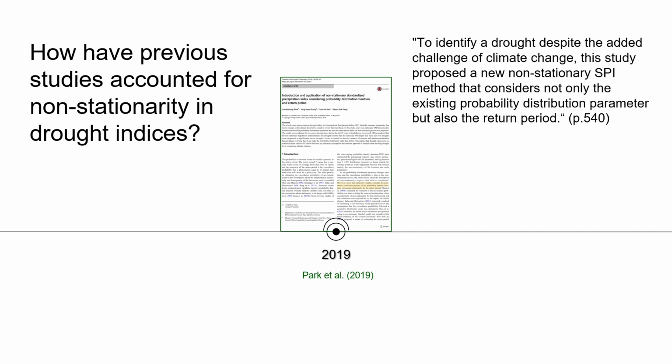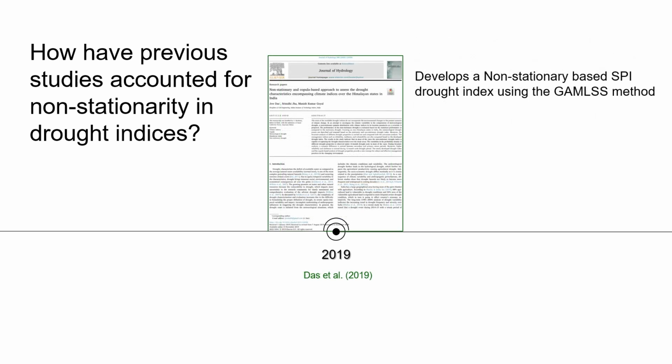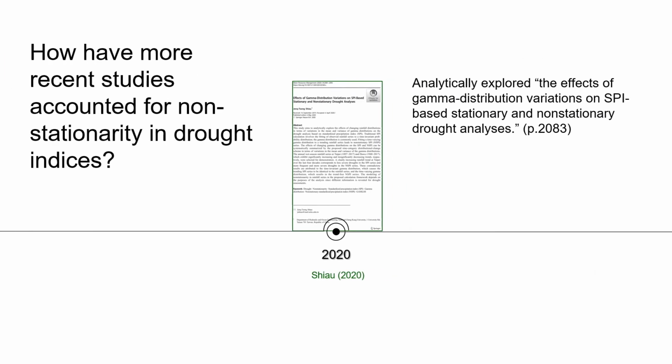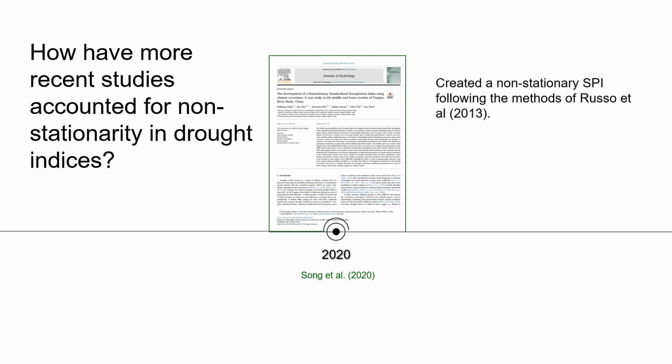Park et al. 2019 proposed another new SPI method that considers the existing probability distribution and the return period. Das et al. 2019 developed a new non-stationarity-based SPI drought index using the Gammels method. Xiao et al. 2020 compared stationary and non-stationary approaches to the SPI calculation. And Song et al. 2020 created a non-stationary SPI following the Russo et al. 2013 method.